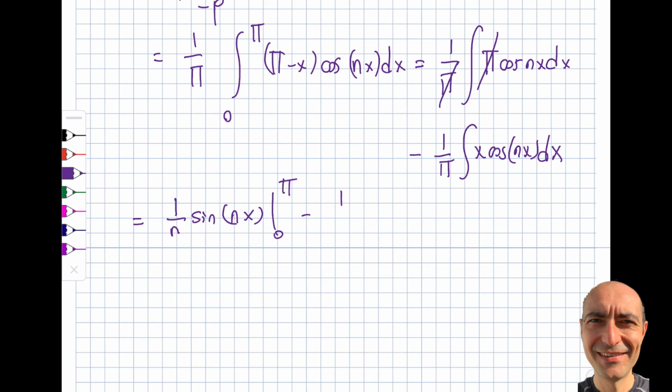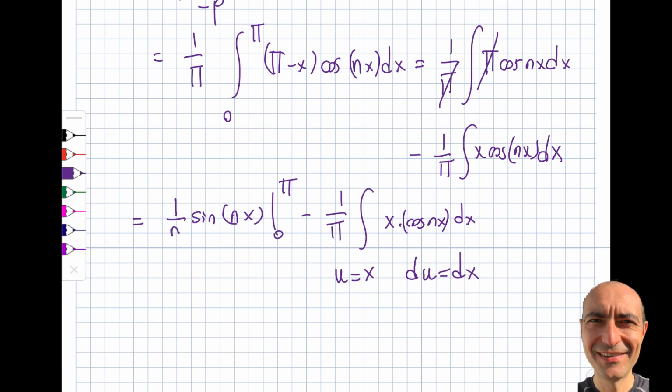What about the second one? The second one, let's look at it. 1 over pi, an integral of x cosine nx dx. I couldn't do anything about this just yet. So basically, as I mentioned, we have to do integration by parts. u will be x, so du will be dx.